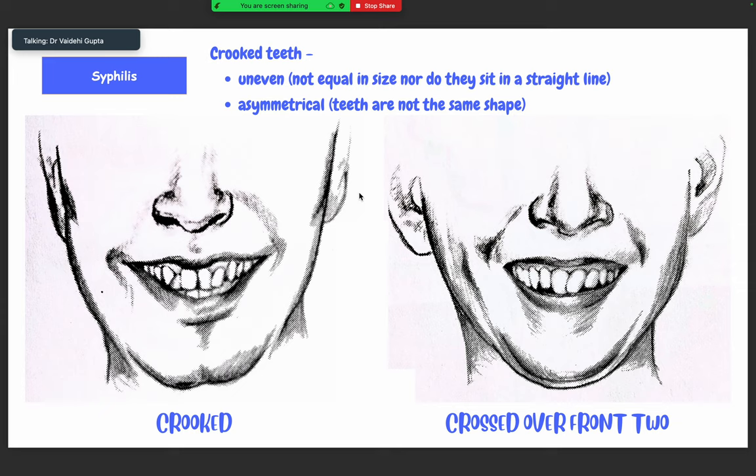Crossed over front two teeth. When the front two teeth are prominent and longer, it is Psora. When the front two teeth are crossed over, one over another, it is Syphilis.